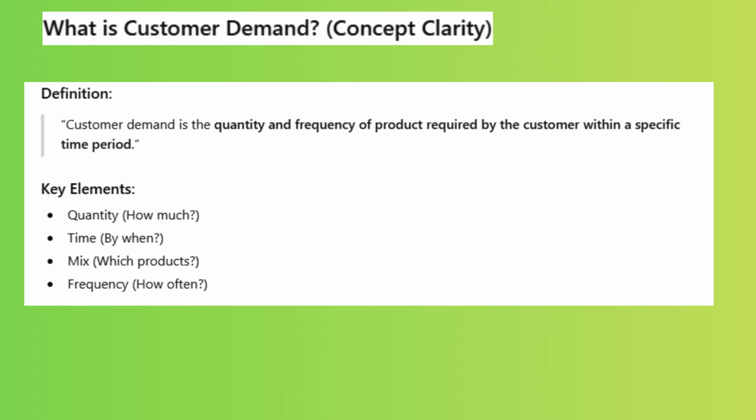Now this is very important. In many cases, we only focus on quantity, but ignore time, mix, and frequency. And that's where problems start. Because the customer doesn't just want volume, they want the right product, at the right time, in the right mix, and at the right frequency. And this is exactly what we need to understand before we design any process in Lean or VSM.